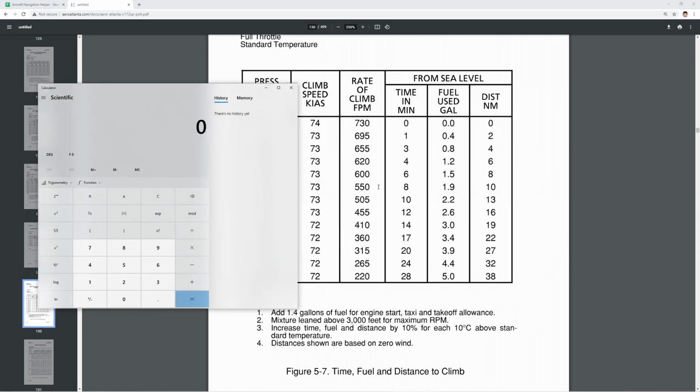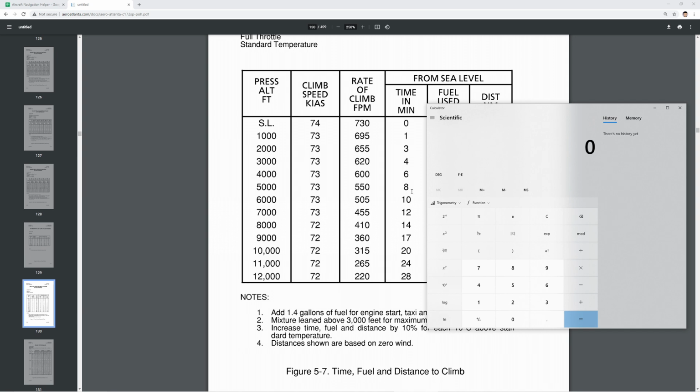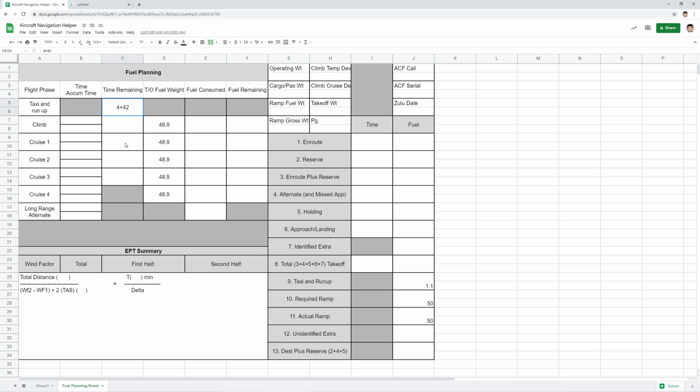First things first, I noticed that our total time to get to 6,000 feet is 10 minutes. 10 minutes minus 1 is going to be 9 minutes of climb time. So I'm going to come in here, that's 9 minutes total time. So I'm going to do plus 9, very easy. Accumulated time at this point is going to be 9.